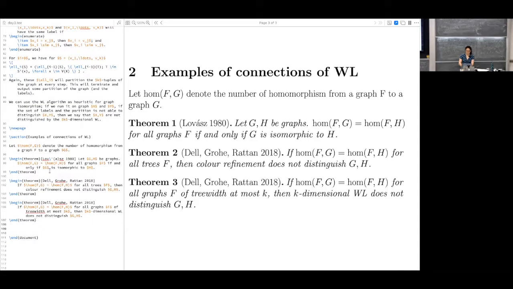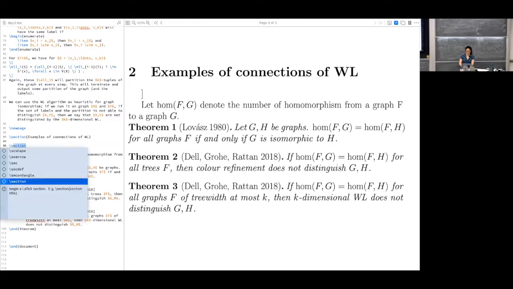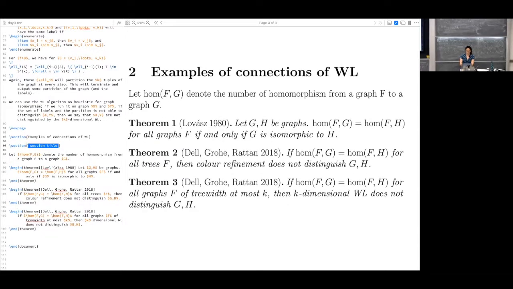Is it true that if they agree for cycles, then the graphs are cospectral? Right? Yes. Yeah. Homomorphism counts. So the easiest one to prove. Yeah.